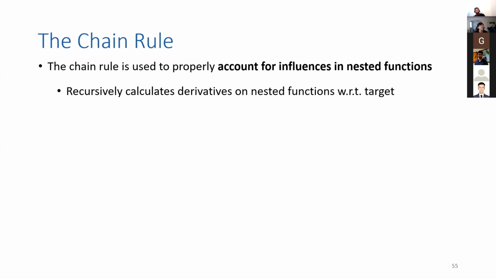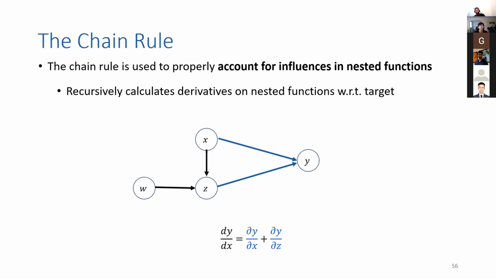And as I just said, the chain rule is used to properly account for influences in nested functions. It recursively calculates derivatives with respect to the target. Sorry, it recursively calculates derivatives on the target with respect to the variables of interest, is what I should say.